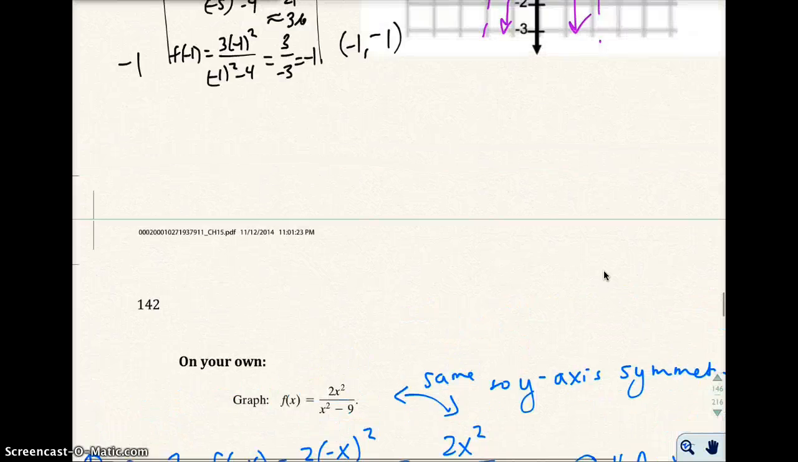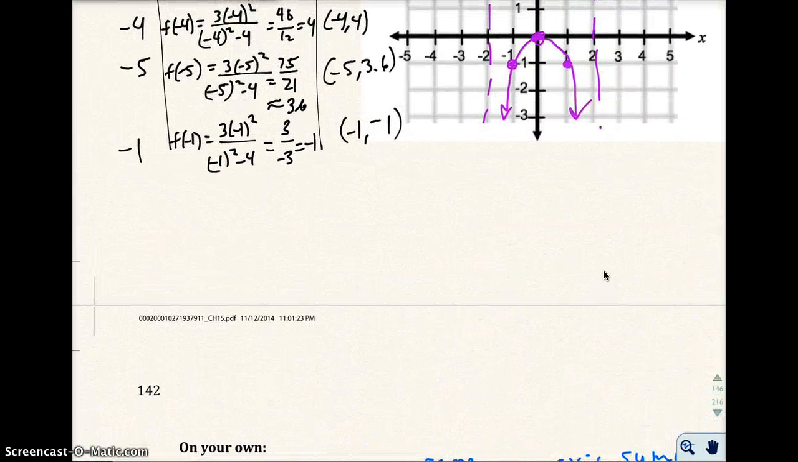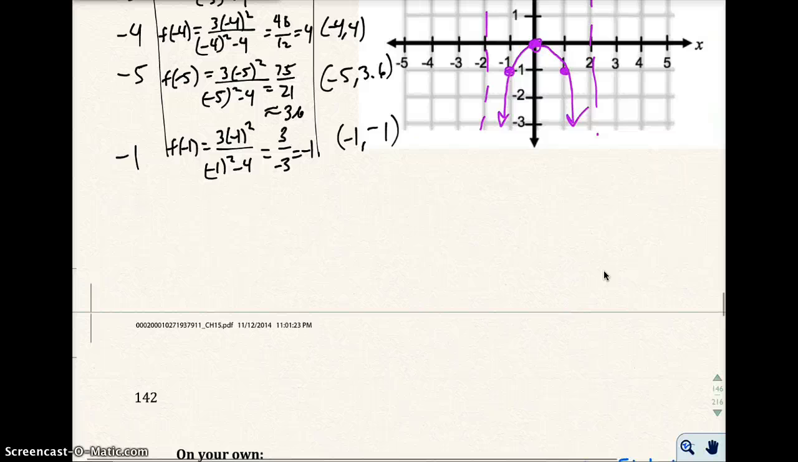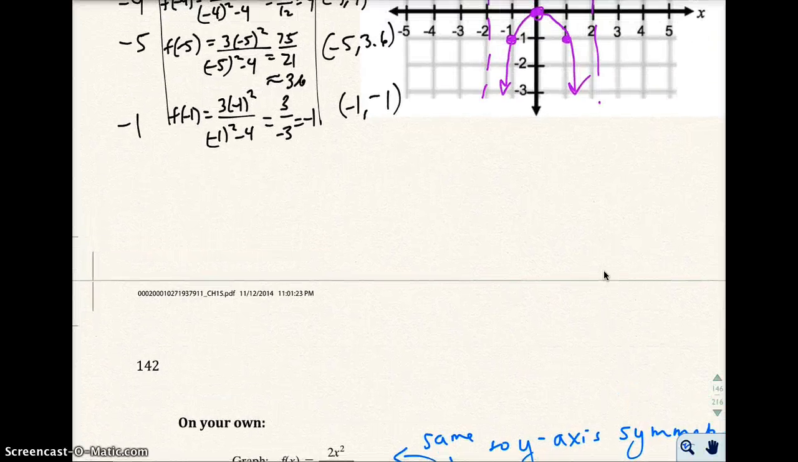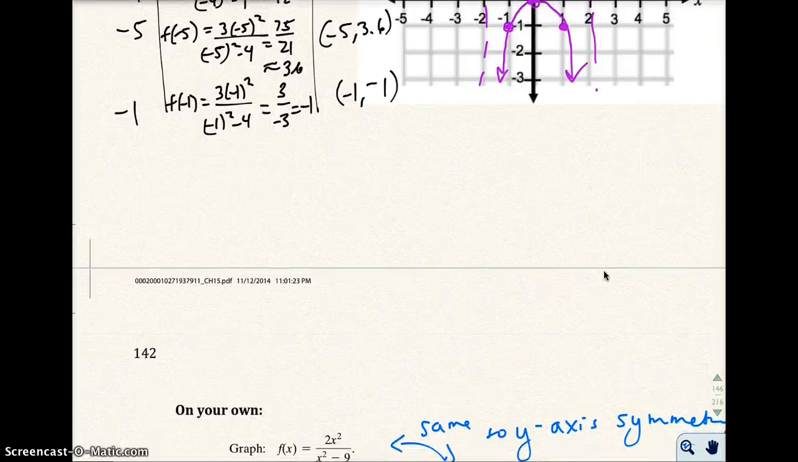Go ahead and do the same thing, and I went ahead and started doing it to save myself time. But on your own, go do the next problem on top of page 142, and then go ahead and pause the video, and then check your answers when you get done.